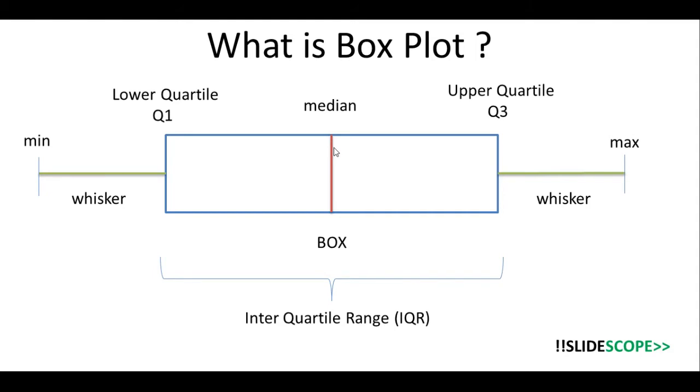Then there is this median. Median is basically the average value. So what is the average number of marks that everyone has got? What you will do is sum the individual marks and then divide it by the total number of students. So you will get the median.